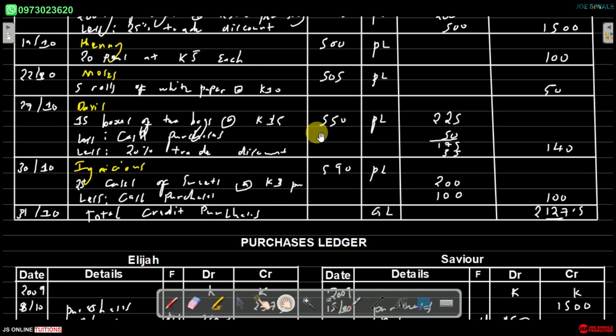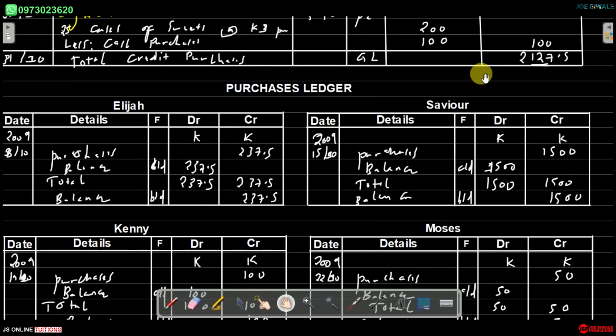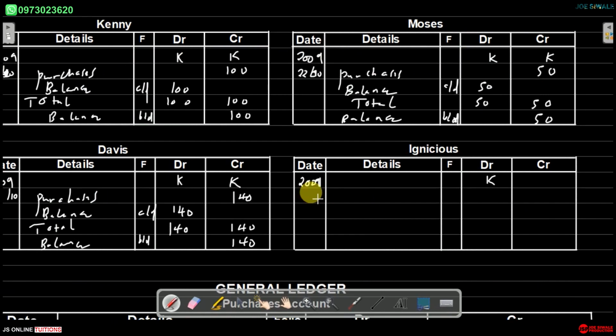So the other transaction involved Ignatius, and the amount that we're having is 100 kwacha, and it occurred on the 30th of October. So let us record that transaction. So we have 2009, we have kwacha there, we have kwacha, then the date 30th of October.